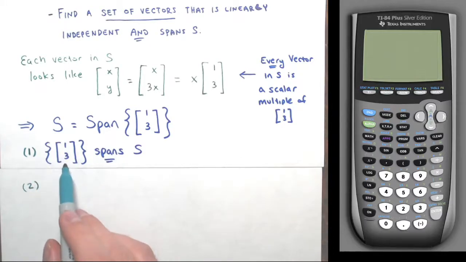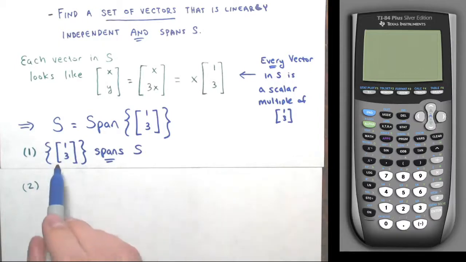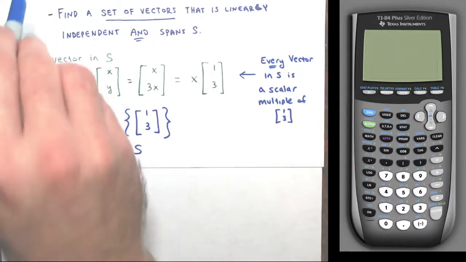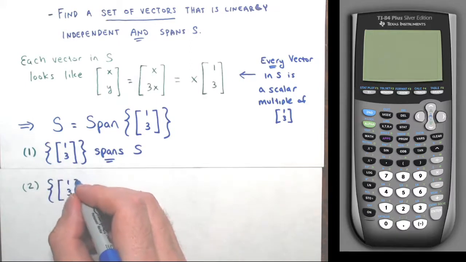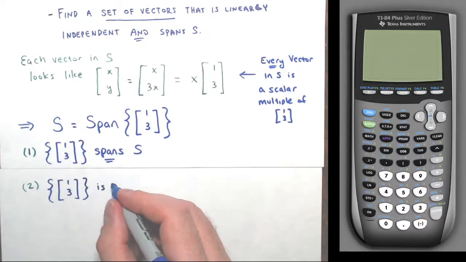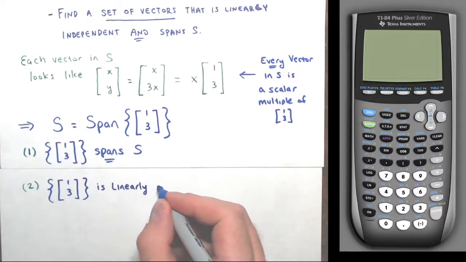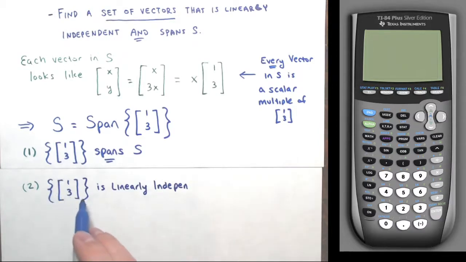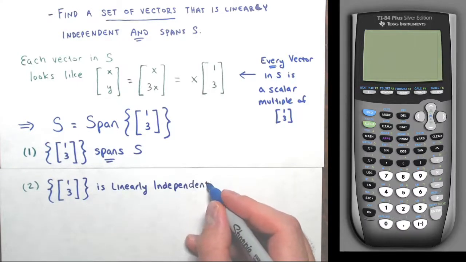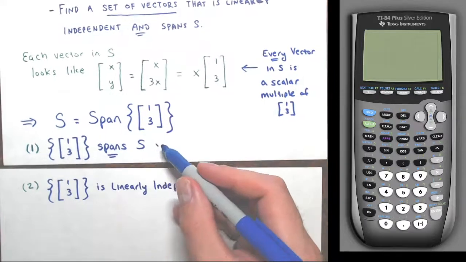But a set with just one non-zero vector like this is linearly independent. So not only does this set span our subspace S, but this set with the vector (1, 3) in it is also linearly independent. Now you can go through and do the formal check where you take a scalar multiple of this and set it equal to the 0 vector and figure out, oh hey, that only has the trivial solution. Therefore, this set is linearly independent. You can do all that if you wish, but check on that.